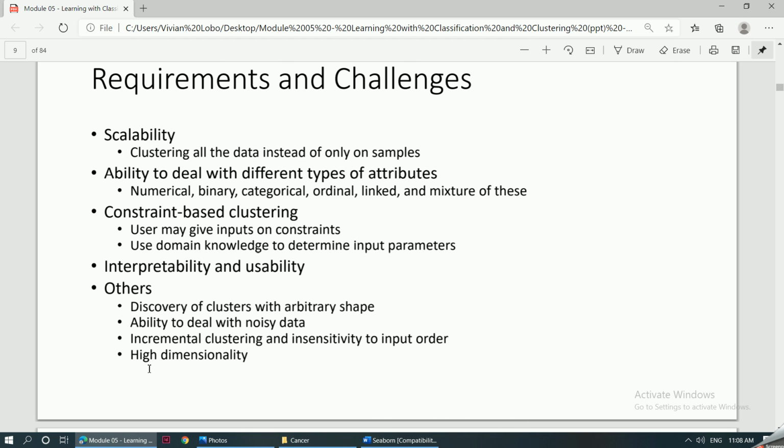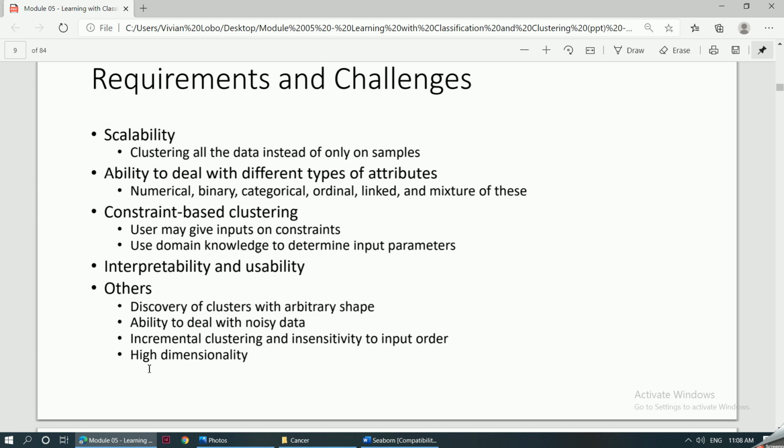These are some of the requirements and challenges that are faced in clustering. Scalability is an issue. Ability to deal with different types of attributes: attributes in a dataset can be numerical, binary, categorical, ordinal, etc. So it becomes difficult to apply clustering, and we will have to pre-process this particular dataset. Constraint based clustering: the user may give inputs on constraints. Use domain knowledge to determine input parameters.